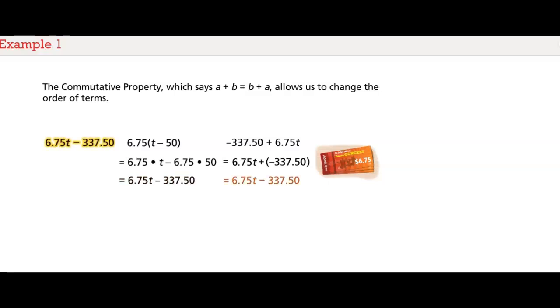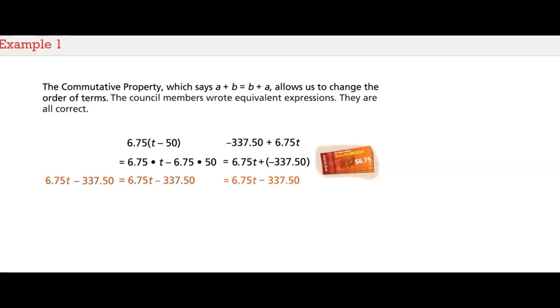6 75/100ths times T minus 337 50/100ths, 6 75/100ths times the quantity T minus 50, and negative 337 50/100ths plus 6 75/100ths times T are all equivalent expressions. The council members wrote equivalent expressions. They are all correct. Now you've seen how properties of operations can help you figure out whether expressions are equivalent.